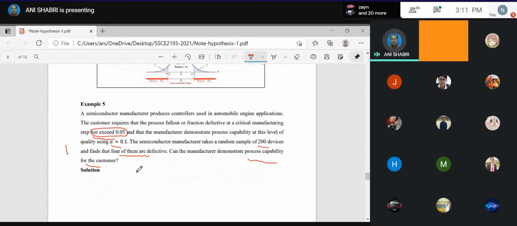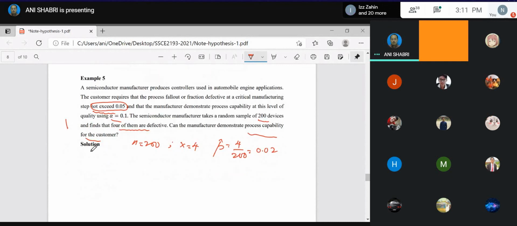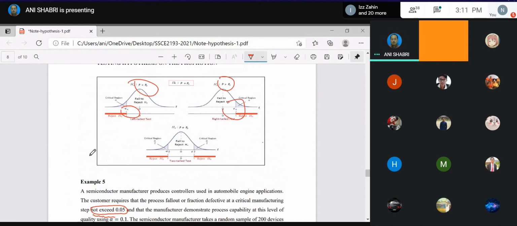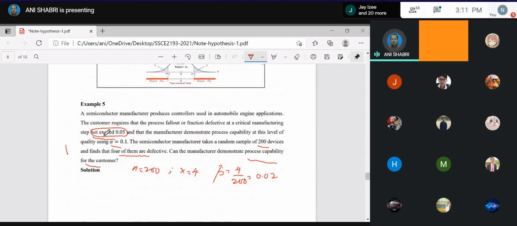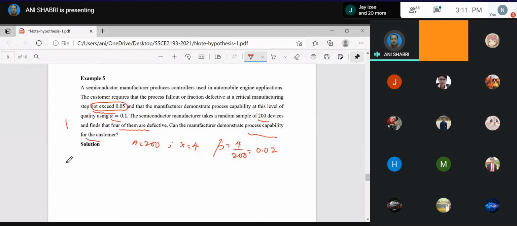Okay, a semiconductor manufacturer takes a sample 200 devices and finds 4 are defective. Can manufacturer demonstrate process capability? Okay, we take the information. n is 200, and we get just 4, x is 4 defects, and p is equal 4 bagi 200. It is equal 0.02. Okay, what is the hypothesis? What is the hypothesis?